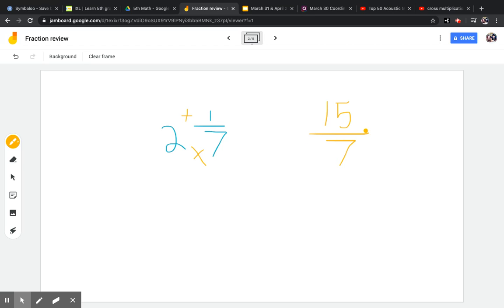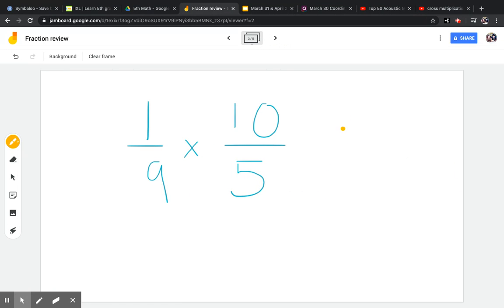To do the same thing, we want to go backwards. Well, how many times does 7 go into 15? We'll just divide. 15 divided by 7. Well, 7 goes into 15 twice. 14 is what I would subtract. I have 1 left over, so that is my remainder out of 7. 2 and 1/7.